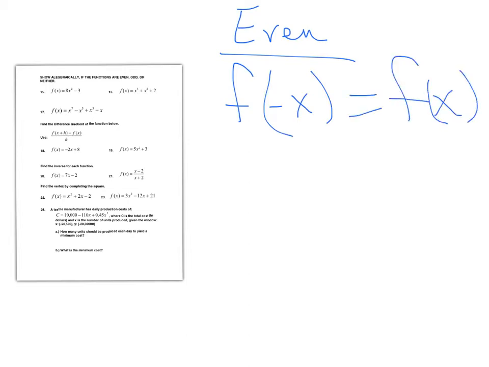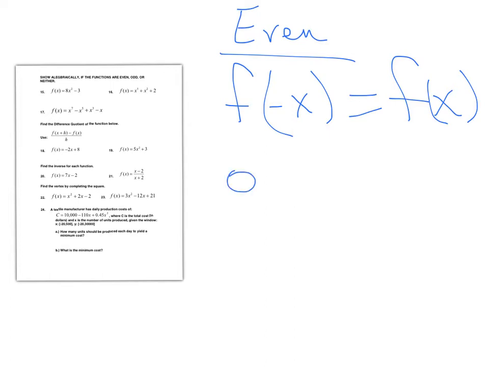So that means if you put in a negative 1 into the function, you should get the same thing as if you put in a positive 1. And same with putting in negative 2 and positive 2. They should be the same. That's the symmetry about the y-axis.